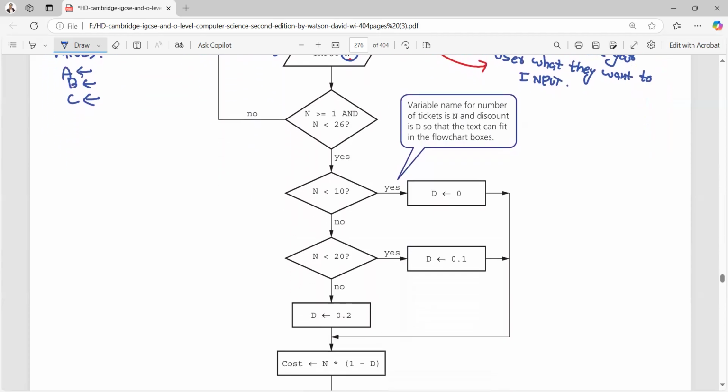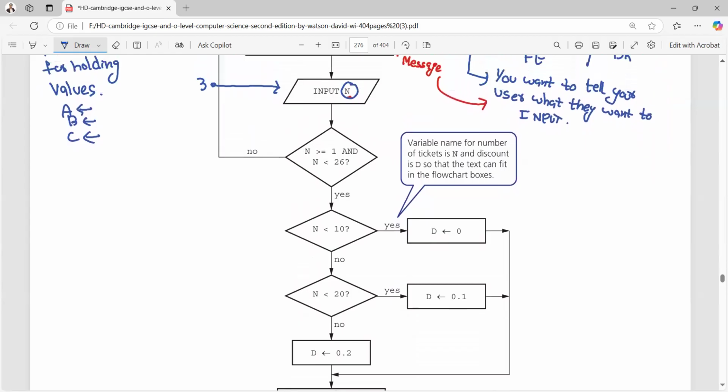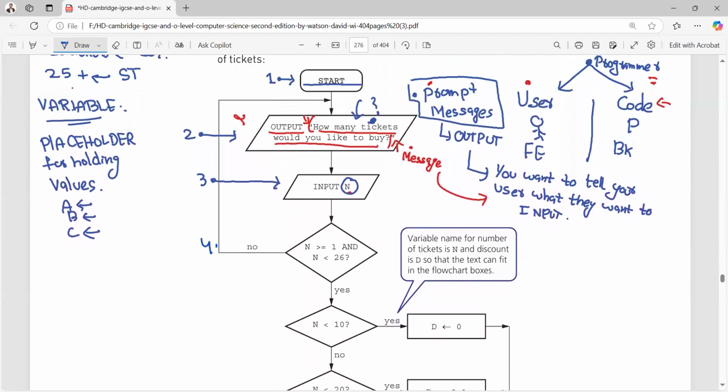Now, can you explain to me the fourth stage? The symbol box, what are we doing in the fourth stage? I think if the number is greater than or equal to one... sorry. If the number is greater than 26, which is not allowed, it's going to go back to the start again, because buying more than 25 tickets is not allowed.